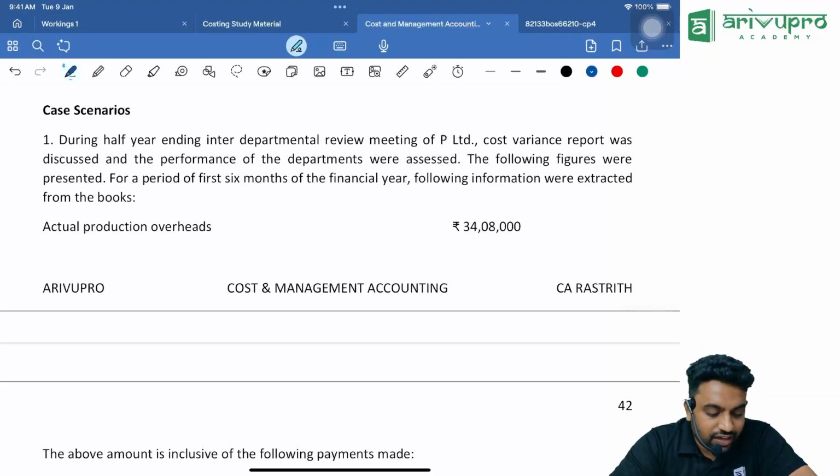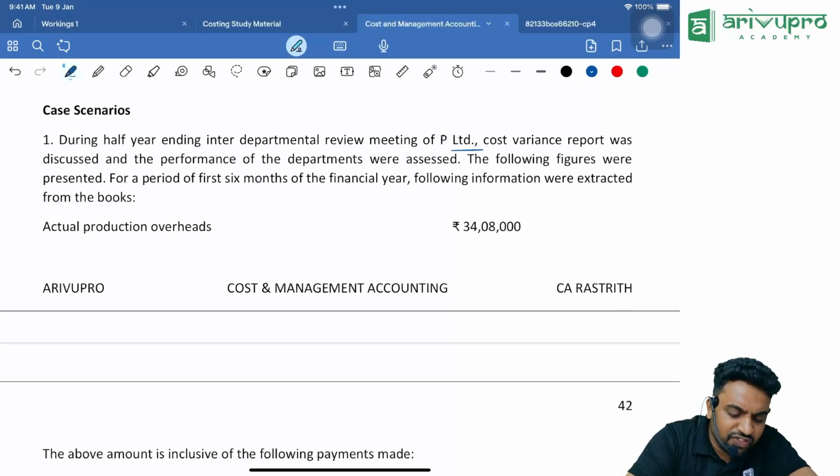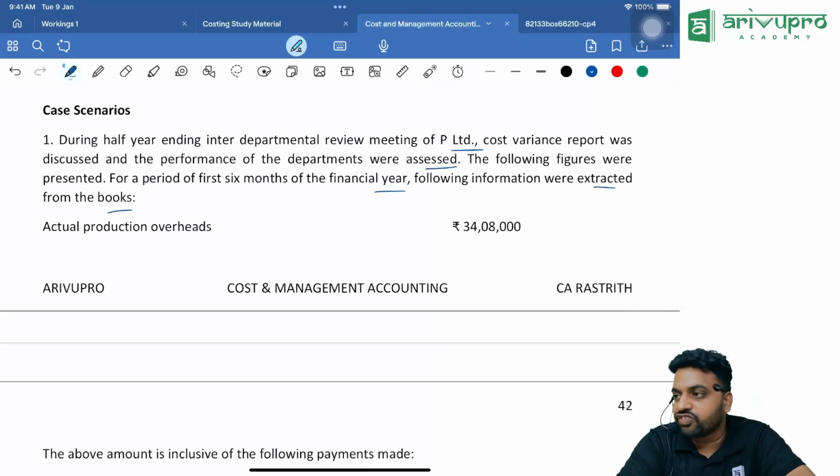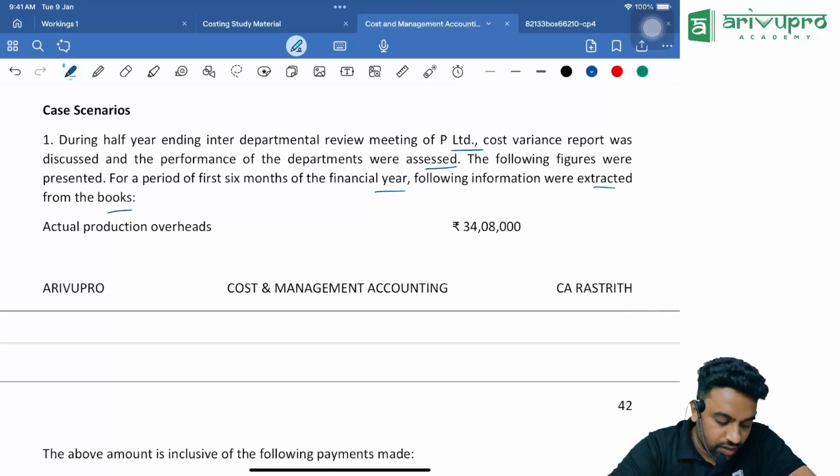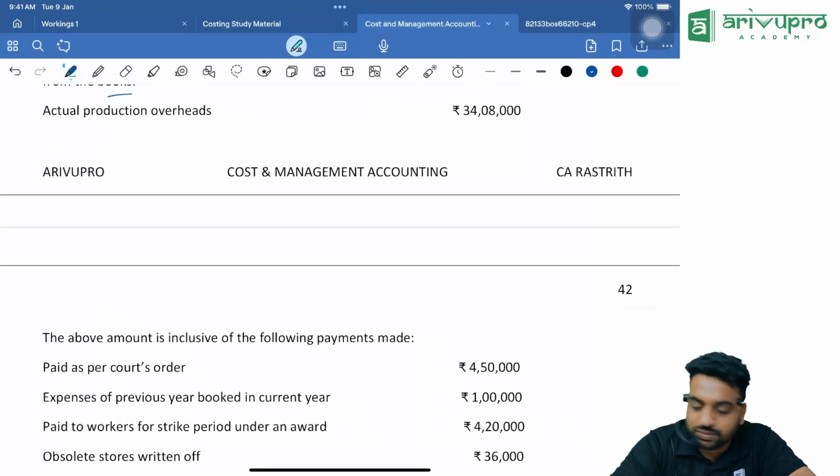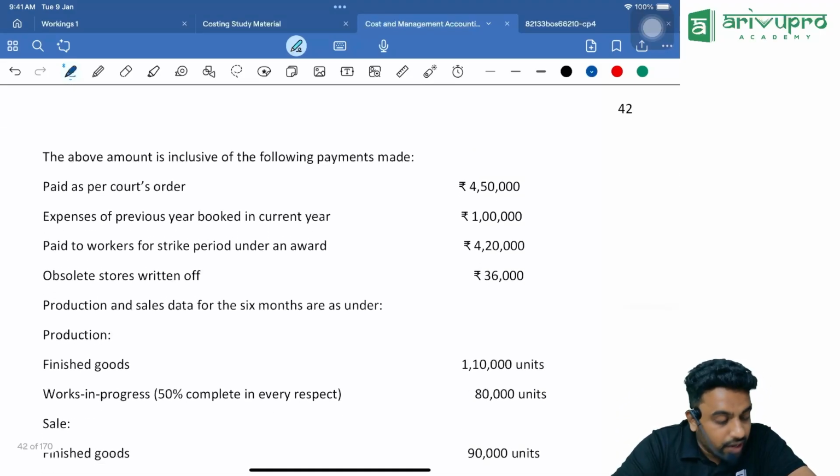During the half year ending interdepartmental review meeting of P Limited, the cost variance report was discussed and the performance of the departments was assessed. The following figures were presented. For a period of the first 6 months of the financial year, the following information was extracted from the books. Try to understand, they have given information about the first 6 months. Actual production overhead for the first 6 months is 34,08,000.